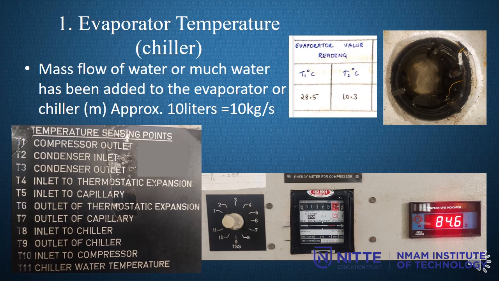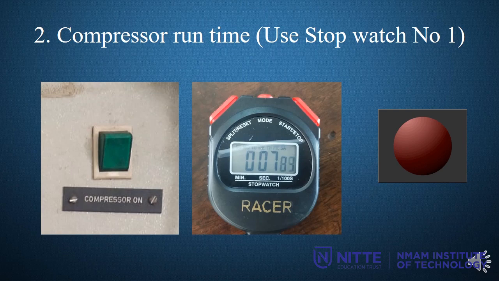The second step, we find the compressor run time. The compressor run time is the time taken for the duration of the experiment. We use a separate stopwatch for this. Now the compressor is switched on and the stopwatch is also switched on together.